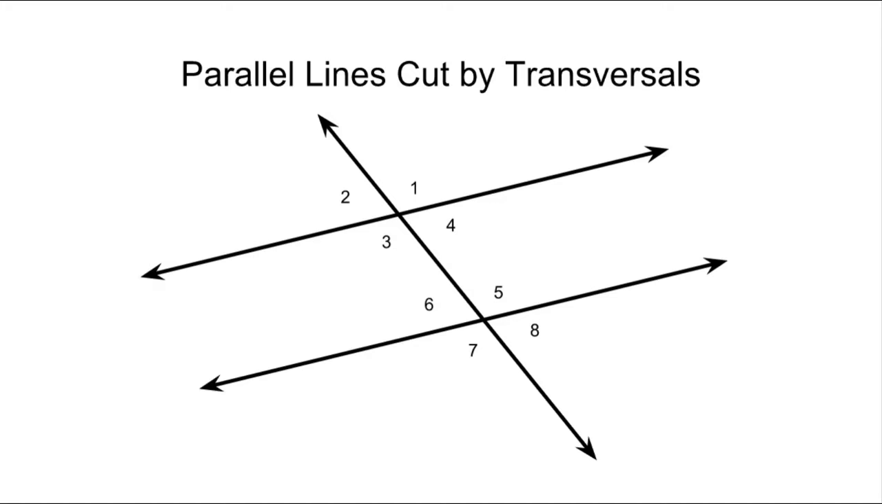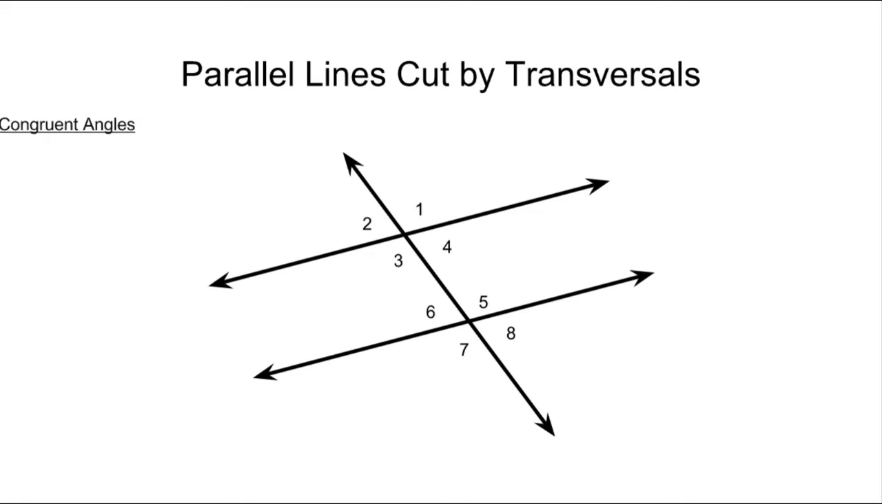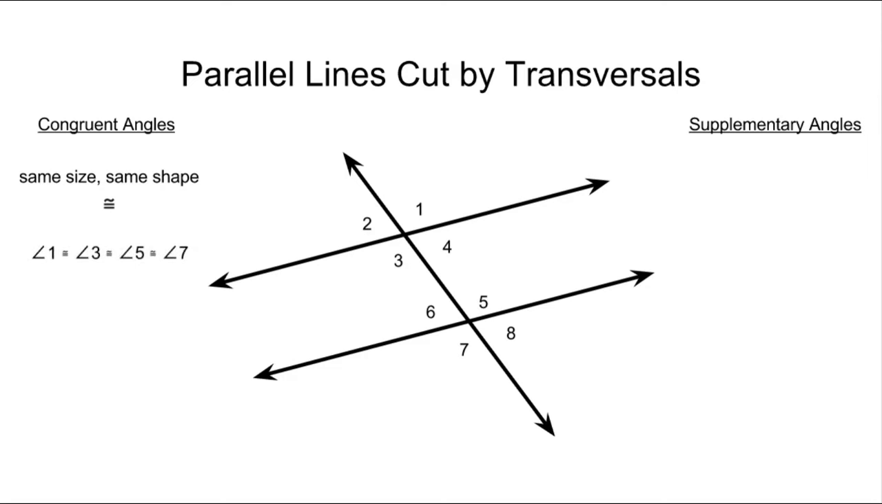There are two categories of angles formed when parallel lines are cut by a transversal. You have congruent angles and you have supplementary angles. Congruent angles are angles that are the same size and same shape. The symbol for congruent is the equal sign with a little squiggly line on top. In this example, angles 1, 3, 5, and 7 are all congruent to each other. Also, angles 2, 4, 6, and 8 are all congruent to each other.